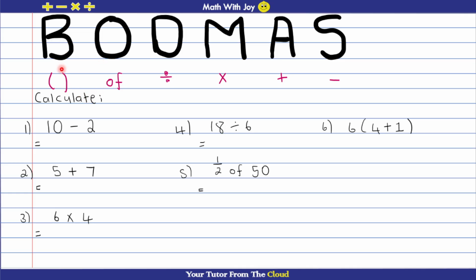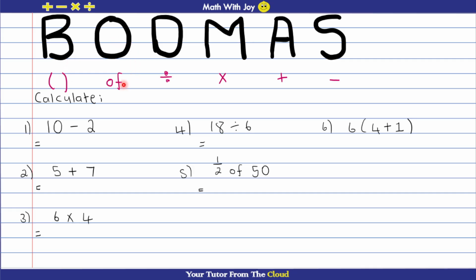So B is for the brackets. So that's the operation that we do first. If we have a sum and the sum has brackets, we have to first finish the brackets. And then O is for the of, D is for division. So in this order, going from left to right. So if you have brackets, make sure you do those first until you don't have brackets in the sum anymore.